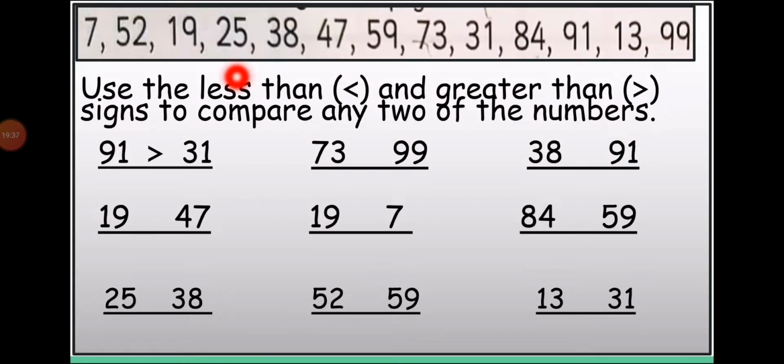Now, the next question. We have these numbers. Use the less than and greater than signs to compare any two of the numbers. Do you remember these signs? Yes, this is less than sign. Why is this the less than sign? Because the pointed side is coming first. And it means the number before that sign is smaller than the number after that sign. The open end is always towards the greater number. You can see this is the greater than sign because the open end is coming first. So the number before it will be greater than the number after it.